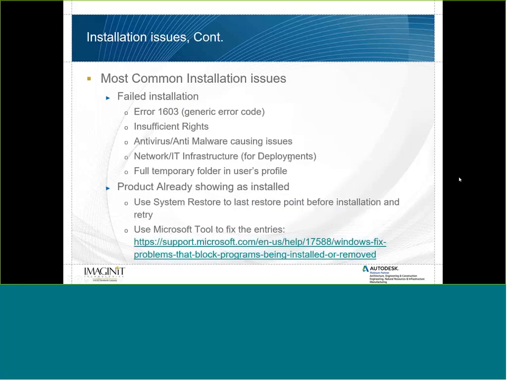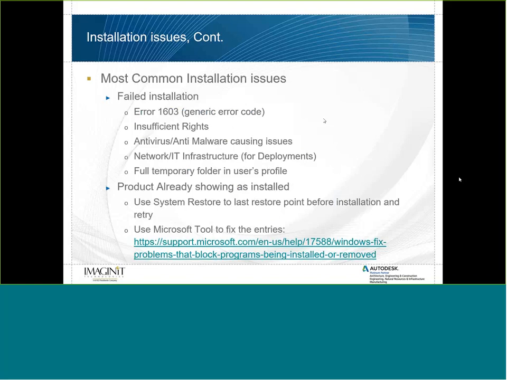So going forward from there, another most common failed installation is error 1603. This error in itself is a generic error code generated by Windows. 1603 doesn't usually give us a lot of information as far as what happened, but generally speaking, what that is related to is insufficient rights. In other words, the user tried to install the software and either does not have full permissions on the system as a local admin, or some other thing has occurred where they don't have rights to make certain changes to certain folders.